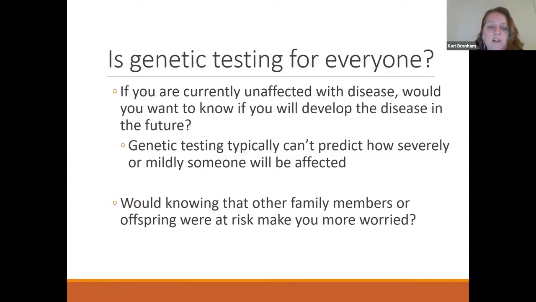It's important to also understand that there can be some variability with how people are affected in the family. Some people may be affected more severely, some more mildly, and genetic testing is not going to tell you that. Genetic testing is going to tell you whether or not you have the mutation. It doesn't tell you what age you're going to develop it. It doesn't tell you exactly how severe you're going to be.